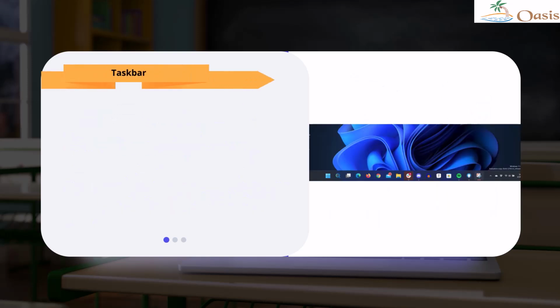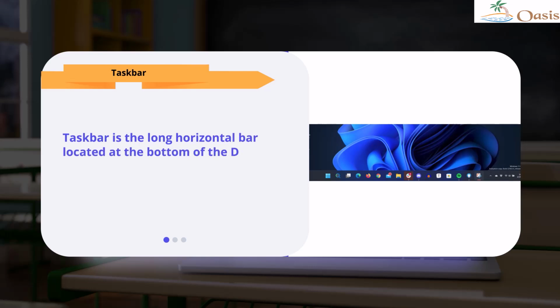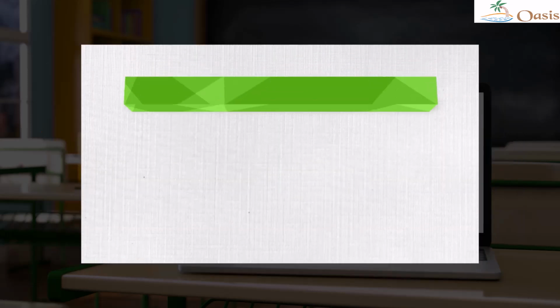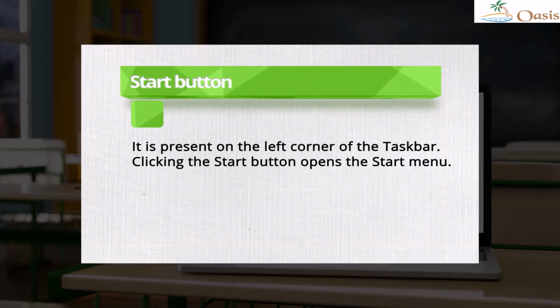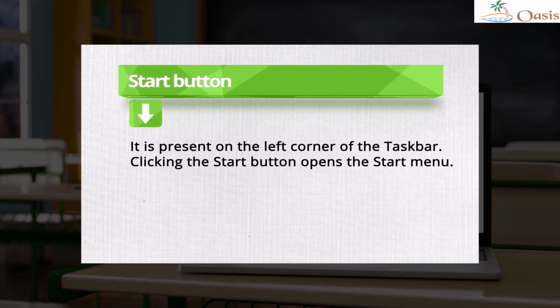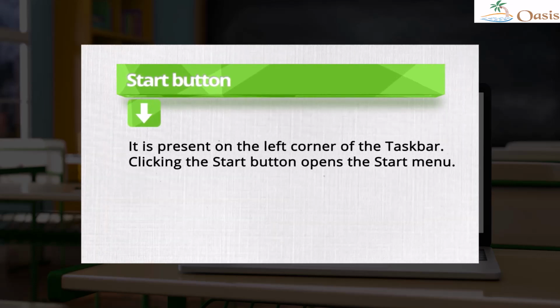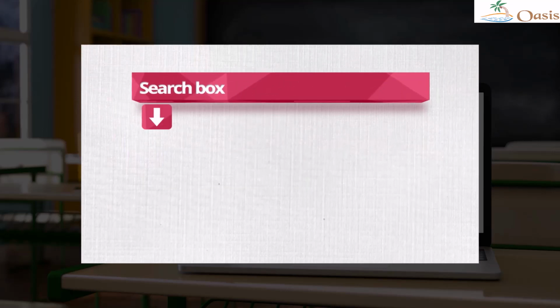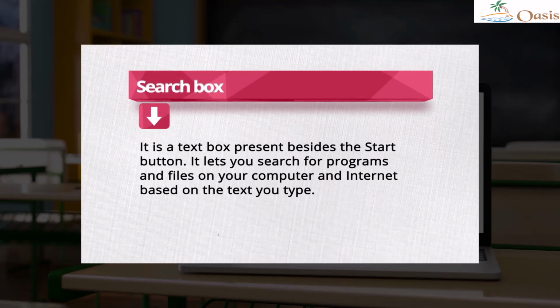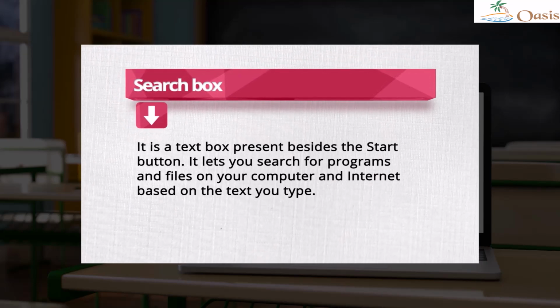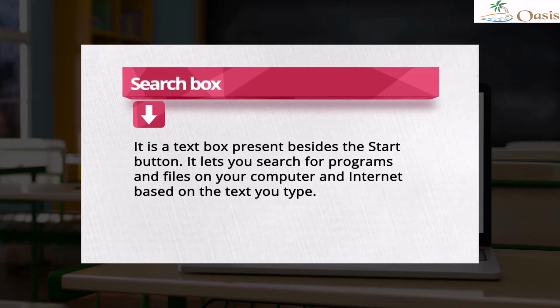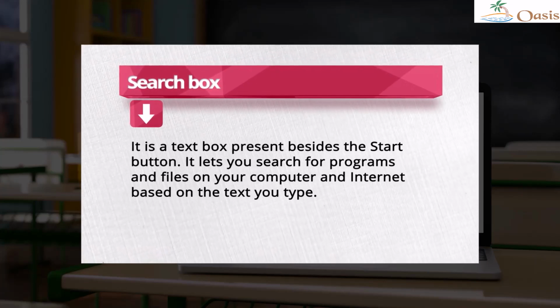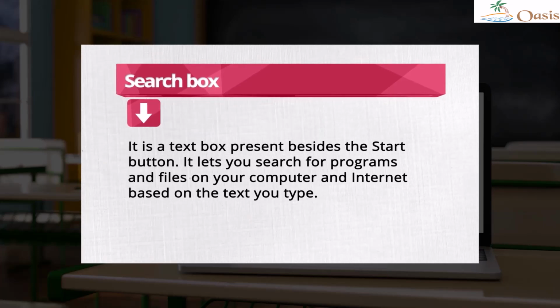Taskbar. Taskbar is the long horizontal bar located at the bottom of the desktop. It is divided into four main parts. 1. Start button. It is present on the left corner of the taskbar. Clicking the Start button opens the Start menu. 2. Search box. It is a text box present besides the Start button. It lets you search for programs and files on your computer and internet based on the text you type.